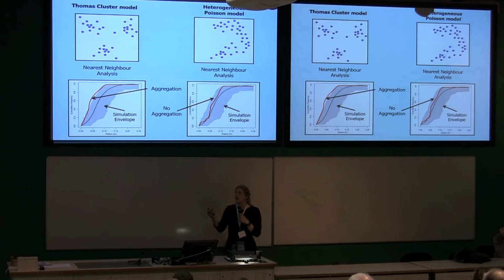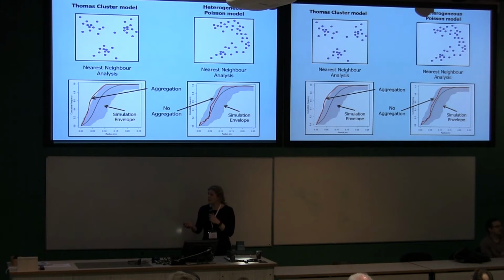Thomas cluster models occur with biological or reproductive clustering, and these can be detected using nearest neighbours. However, if you have an environmental signal, such as heterogeneous fossil models, so here we have an island, but within the island the points are randomly distributed, and that would come out as random on a nearest neighbour model.